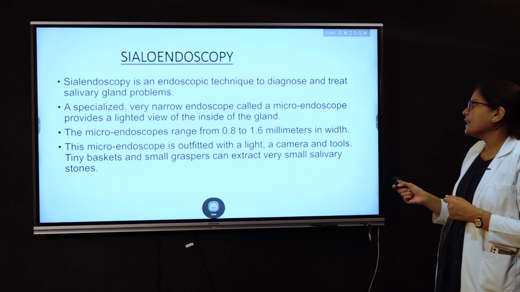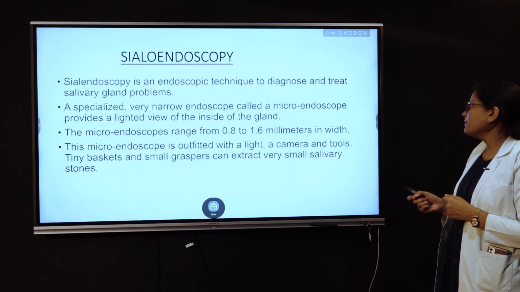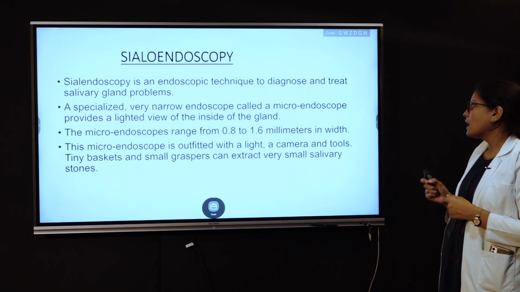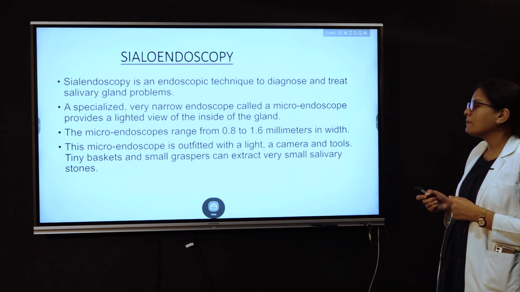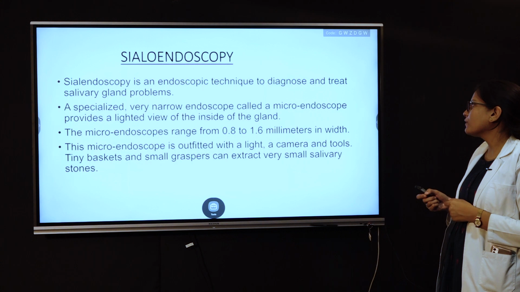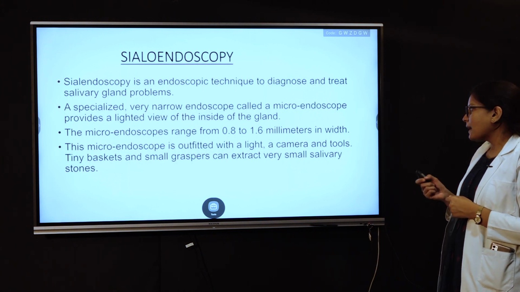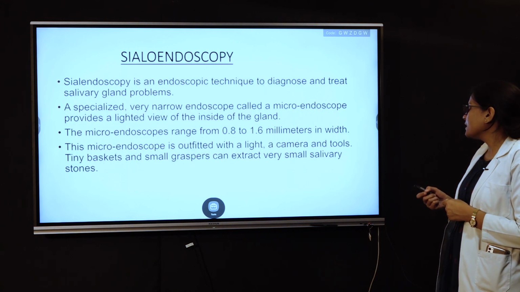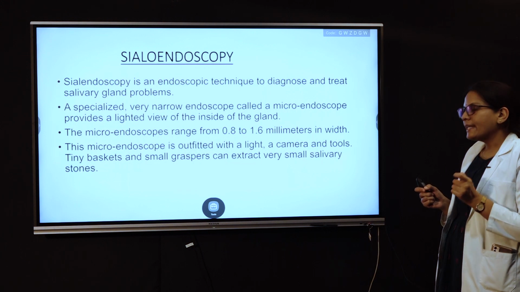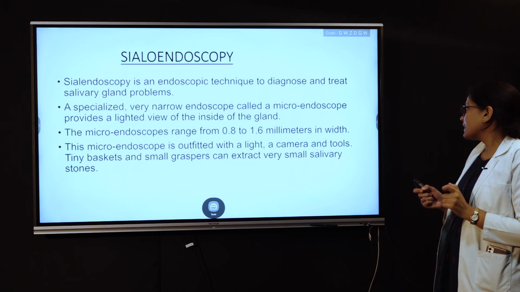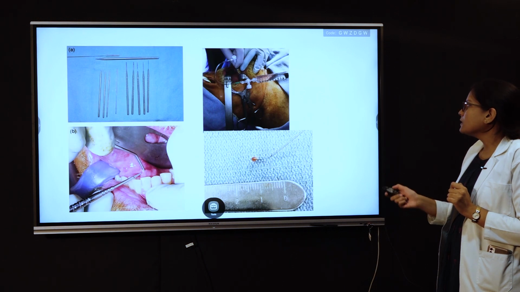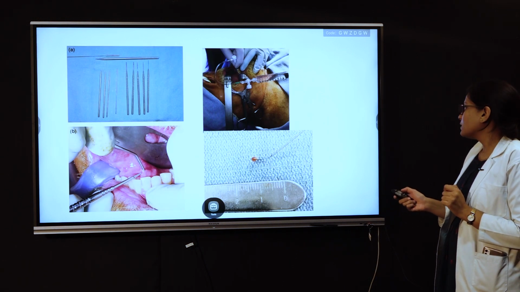The next diagnostic and therapeutic aid is sialendoscopy, which is an endoscopic technique to diagnose and treat salivary gland problems. A specialized, very narrow endoscope called a microendoscope provides a lighted view of the inside of the gland. These microendoscopes range from 0.8 to 1.6 millimeters in diameter, and are fitted with a light, camera and tools, and tiny basket probes and small graspers can extract very small sialoliths or small stones. So this is how the sialendoscopy procedure is done.